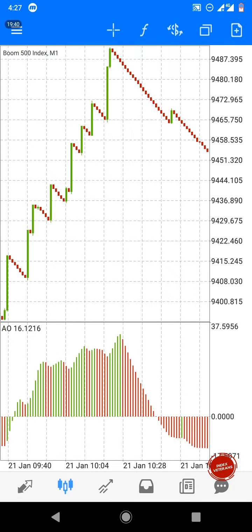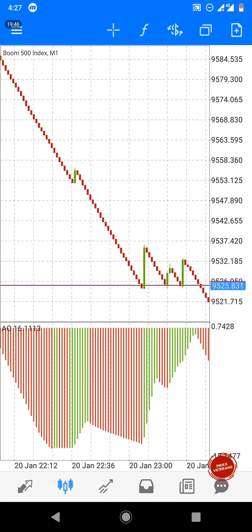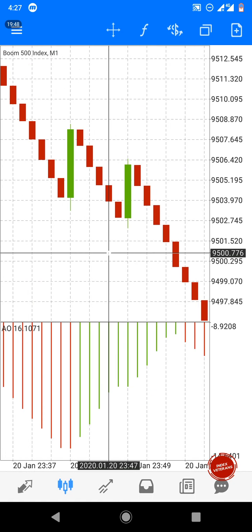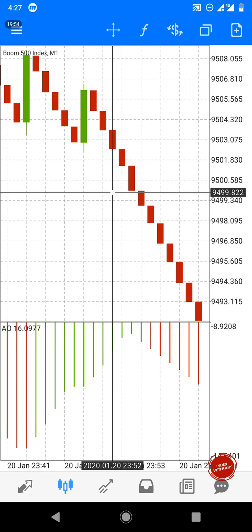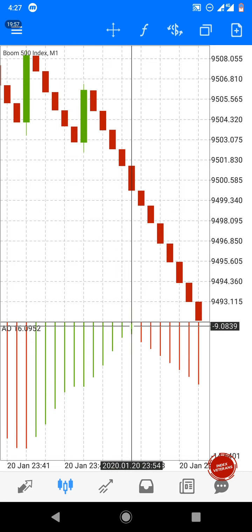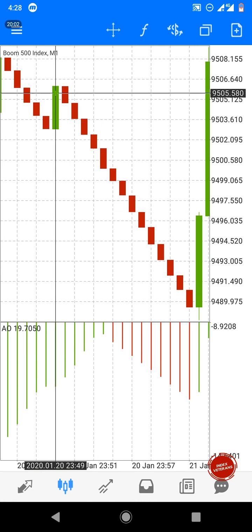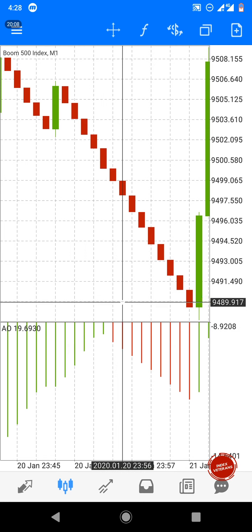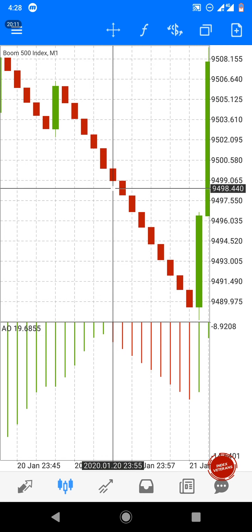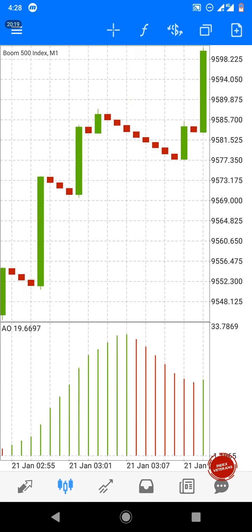Let's go to when it was in a downtrend. So basically, let's take an example. We usually sell on Boom when the AO changes from green to red. Like here we could have waited, like it was green here. So when the AO changes from green to red, you enter the trade, guys, and you close on the second AO, when we see the second bearish candlestick together.